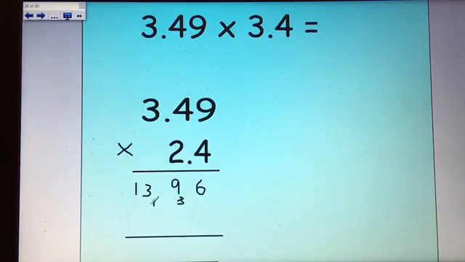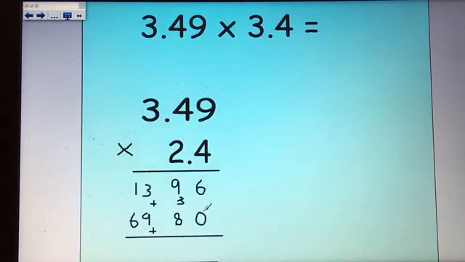The next thing you'll have to do is put a 0 as a placeholder, because remember we're pretending that we're multiplying 349 by 24. And 2 times 9 is 18. 8, carry the 1. 2 times 4 is 8. Add the 1, which makes 9. Cross the 1 out. And 2 times 3, which is 6.